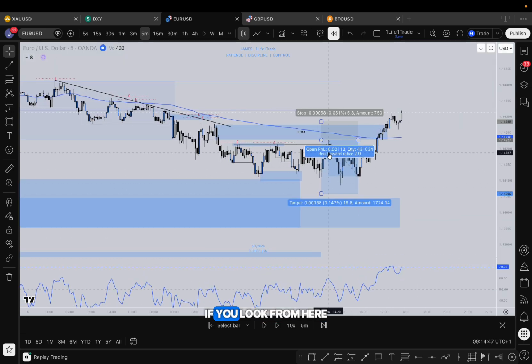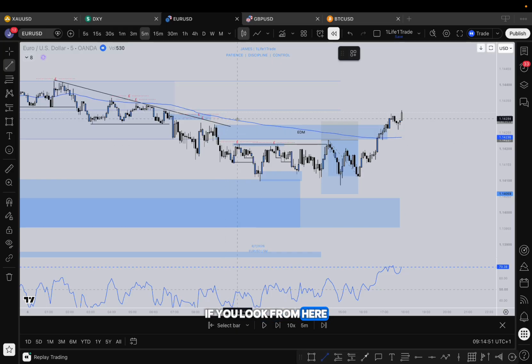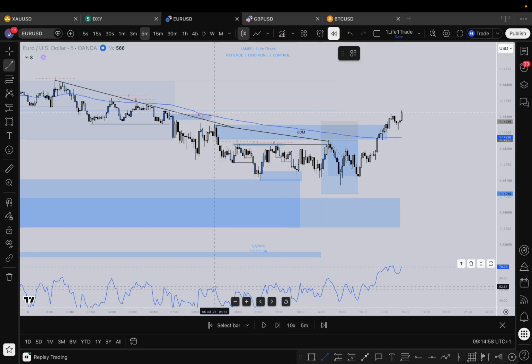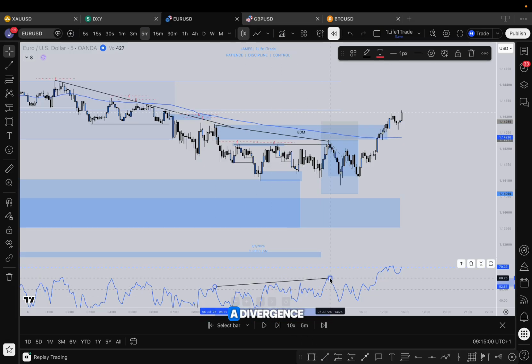If you look from here to here, and then you look from there to there, there's a divergence. And we spoke about divergence. There's a good confluence to show that it can react and go from there.